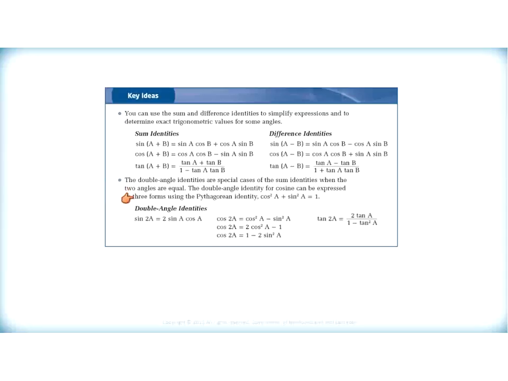The double angle identities for cosine can be expressed in three forms. There it is. And there's your double angle identities for sine and tan. Okay, that ends this lesson.